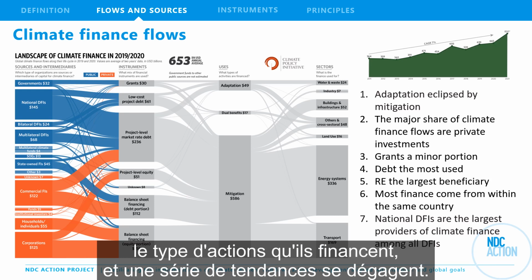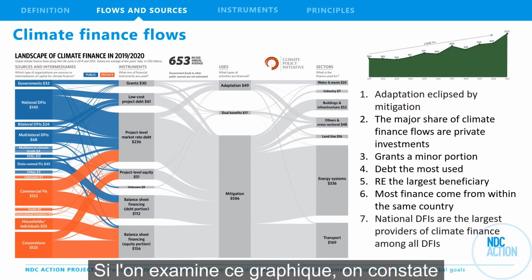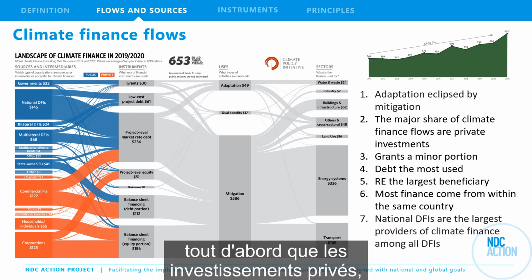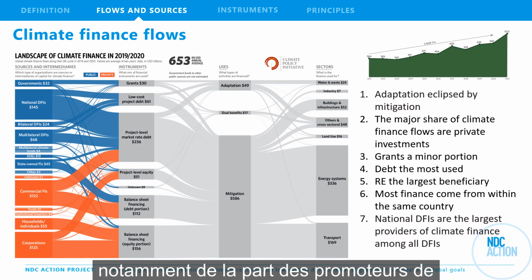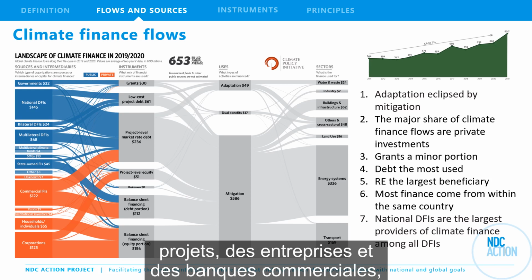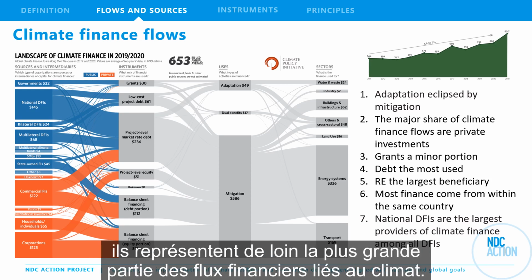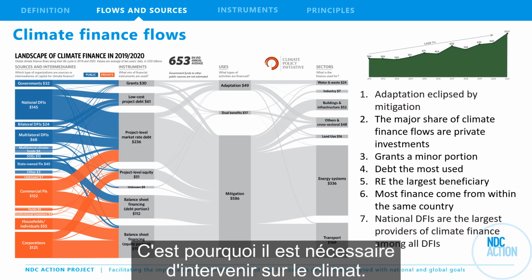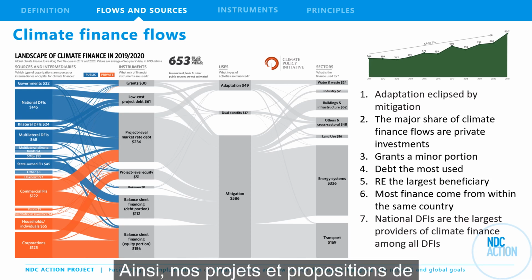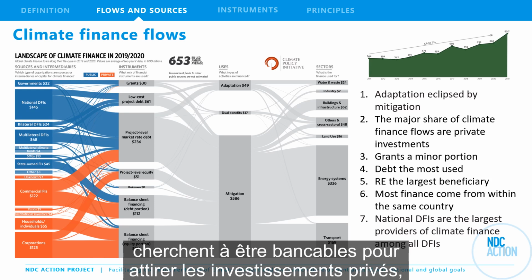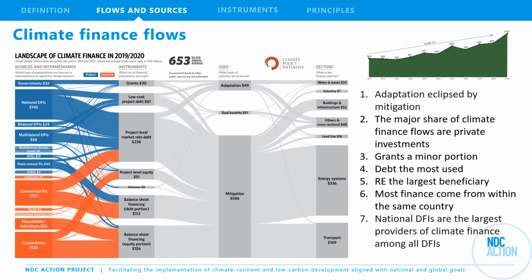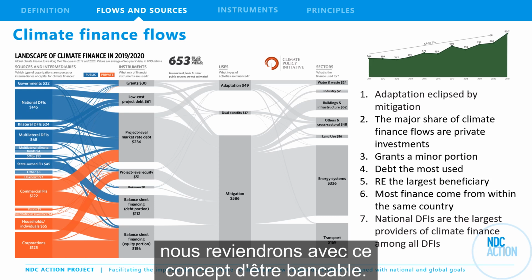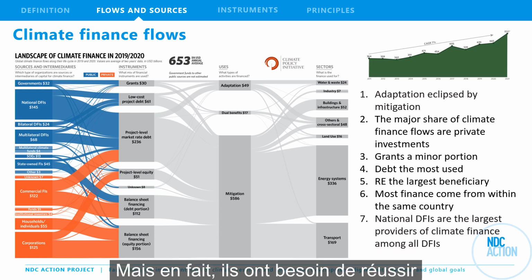And a range of trends emerge looking at this graph. Well, first of all, we see that private investments, especially from project developers, corporations, and commercial banks, account for, by far, the major share of climate finance flows. And this highlights the need for climate interventions, so our projects and proposals, to seek to be bankable, to attract private investments.